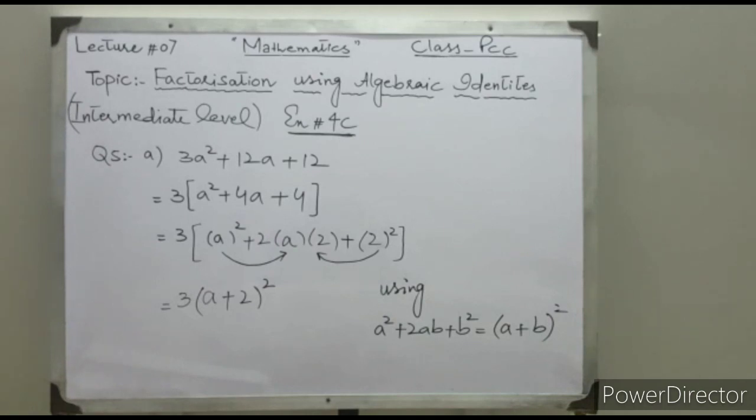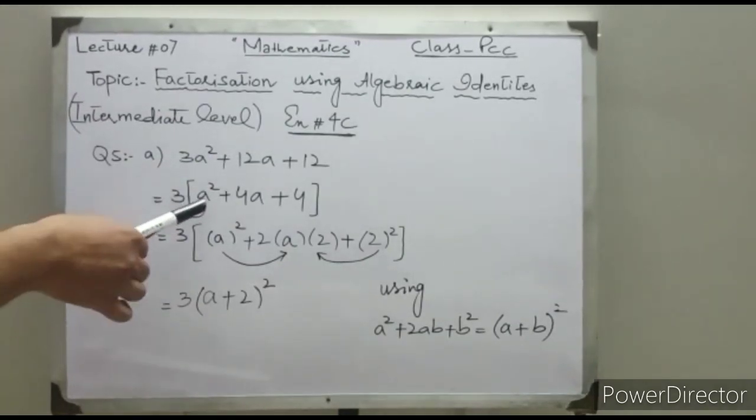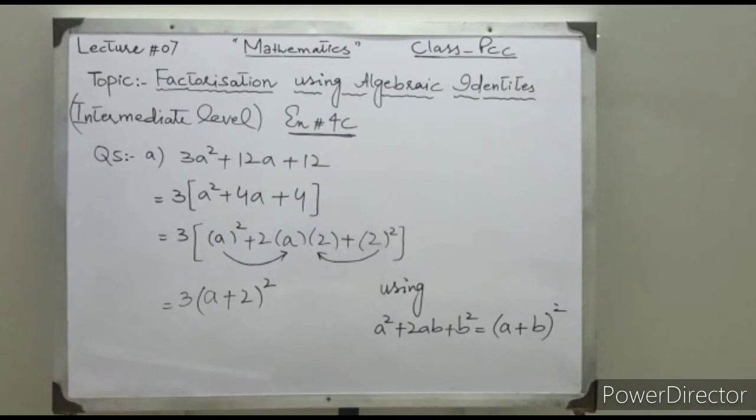Question number 5, part A. 3a square plus 12a plus 12. First of all, students, check is there anything common in the expression. If yes, take it common, then factorize the remaining expression. Like in this question, we have 3 common in the expression. The remaining expression will be a square plus 4a plus 4. Now the remaining expression becomes just like question number 1 as we discussed in question 1.